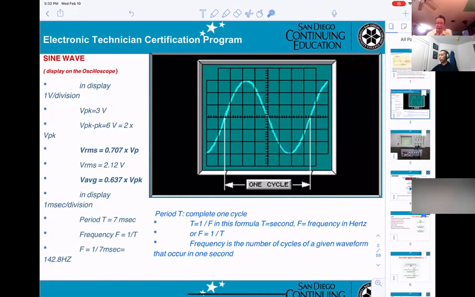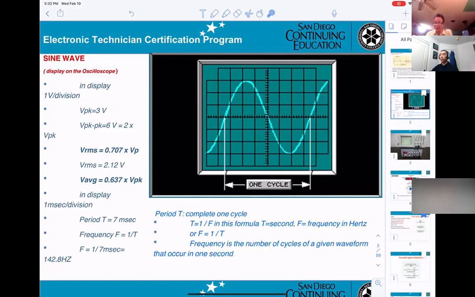And if you want V RMS, then you take 0.707 times V peak. We don't care much about V average. That's just a formula. Also for the period, that means the time division: 1, 2, 3, 4, 5, 6, 7, 8, 9, 10. The total will be 10 divisions. And they say each division will be 1 millisecond.